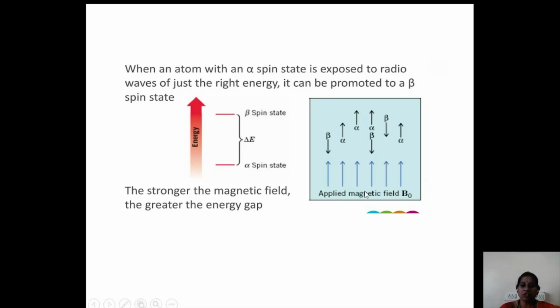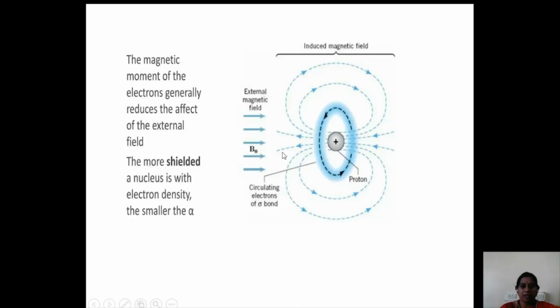The stronger the magnetic field, the greater the energy gap can be. And this is very clearly understood in this picture.